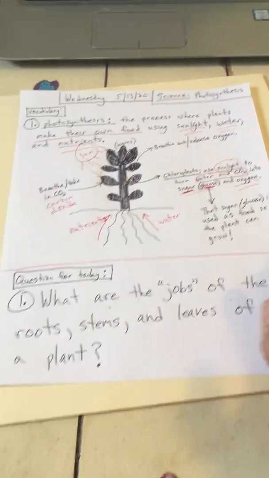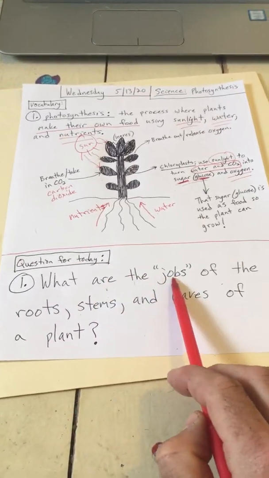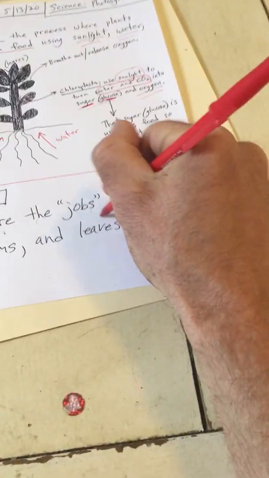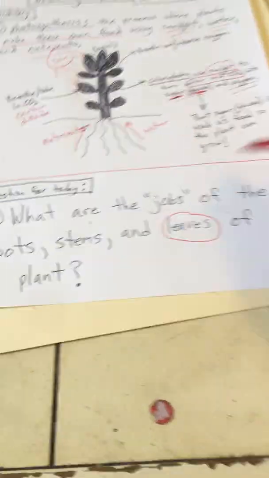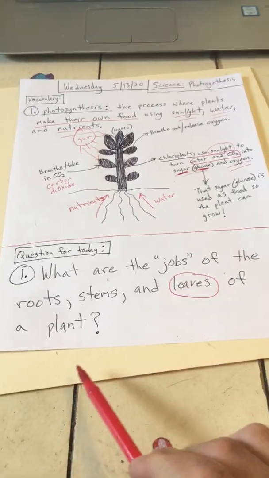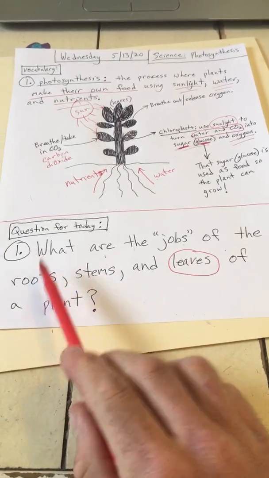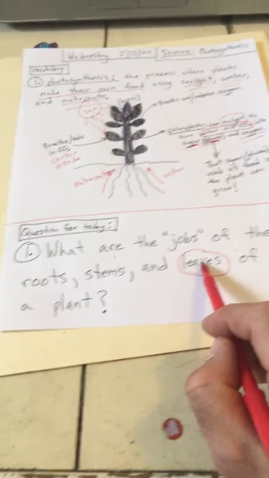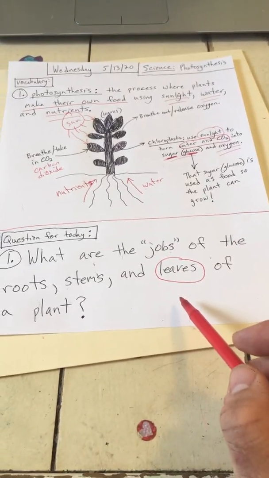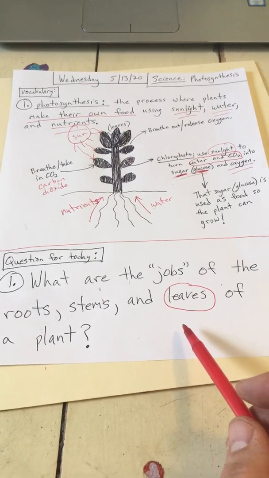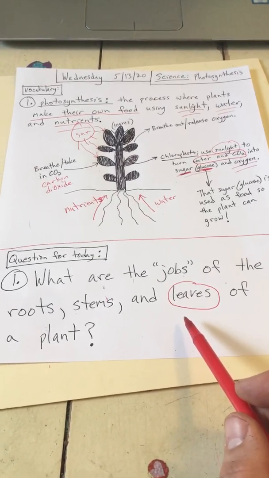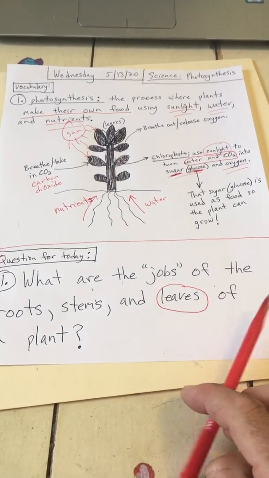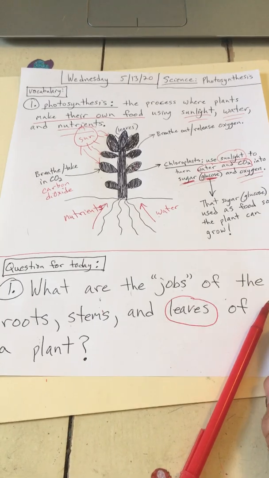Okay, so here's your question for today. What are the jobs of the roots, stems, and leaves of a plant? Today we talked about photosynthesis, which happens in the leaves, so you have a little bit of an idea about that. I want you to think, what are the jobs of the roots, the stems, and the leaves of a plant? That's what we'll start going over tomorrow, and we will continue the discussion about photosynthesis and about what happens when photosynthesis stops happening in the fall.